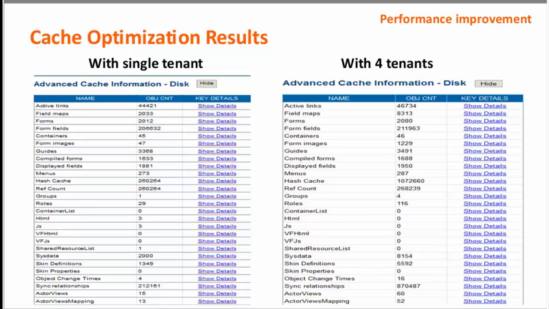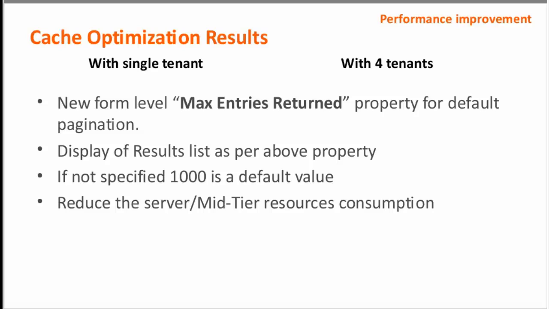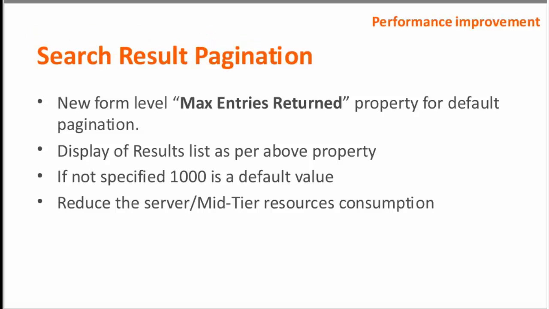And those are the higher numbers, which are only for customization. So we did not complete all types of caches. We just implemented this for a few types of caches. In the next slide, we will discuss search result pagination.